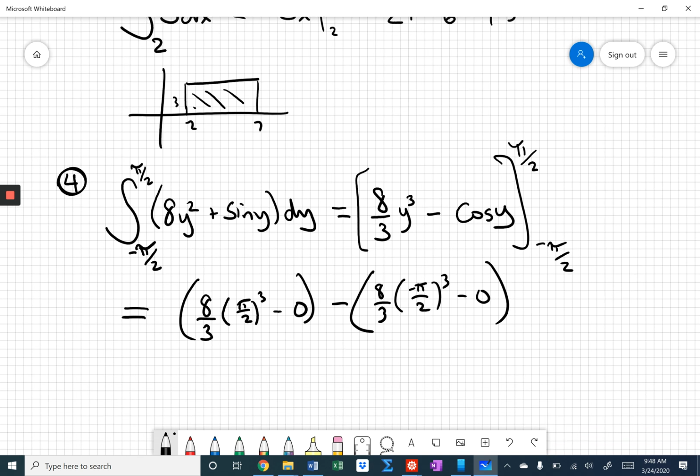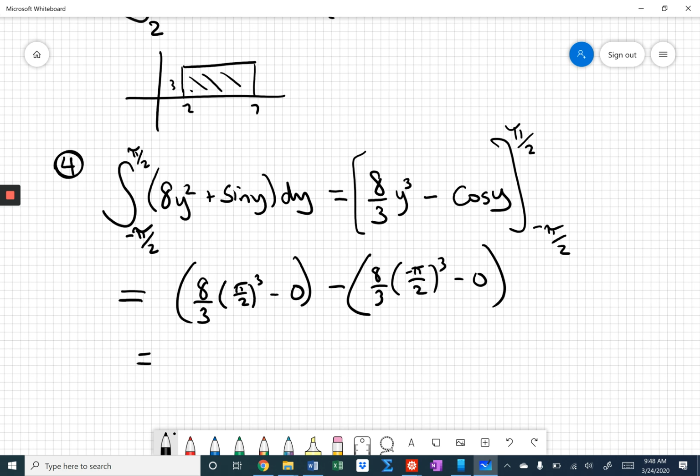And then from here, I'll do a little bit of simplifying. So this is going to be 8 pi cubed over 2 cubed is 8 times 3 is 24. And then over here, when I cube the negative pi, it's going to become negative. And so subtracting the negative makes it positive. And then everything else works out to be exactly the same, like this.